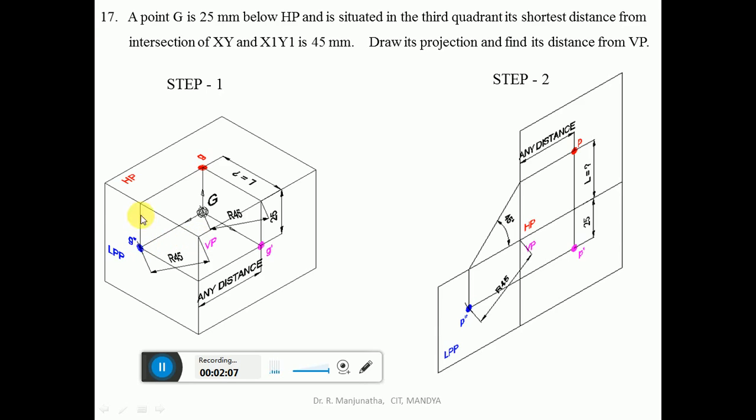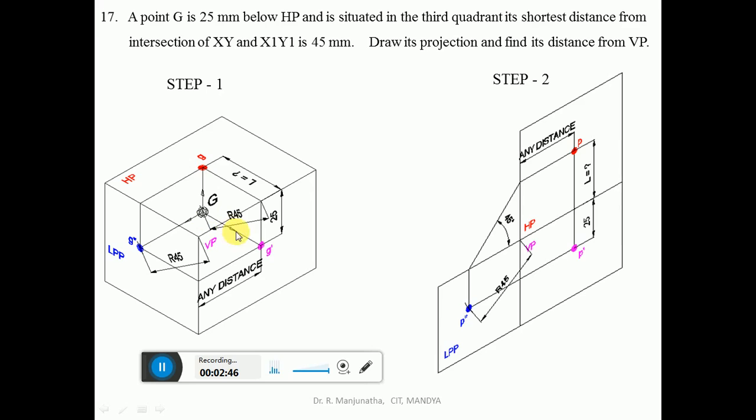When this LPP is rotated to the left side and HP is rotated to the top, what happens? From this intersection line, you will get this distance. Similarly, both G dash and G double dash are on the same line. Since the distance below HP is known, naturally we can find this G double dash distance, from here to here, which is 45 mm. So this is how we can analyze. Once we know this distance, the distance behind VP is this distance, which we will automatically get.